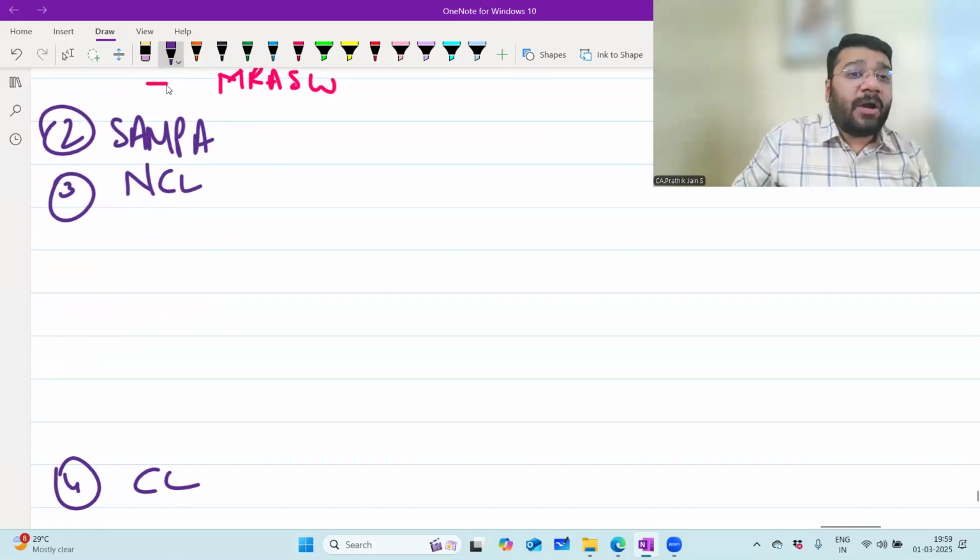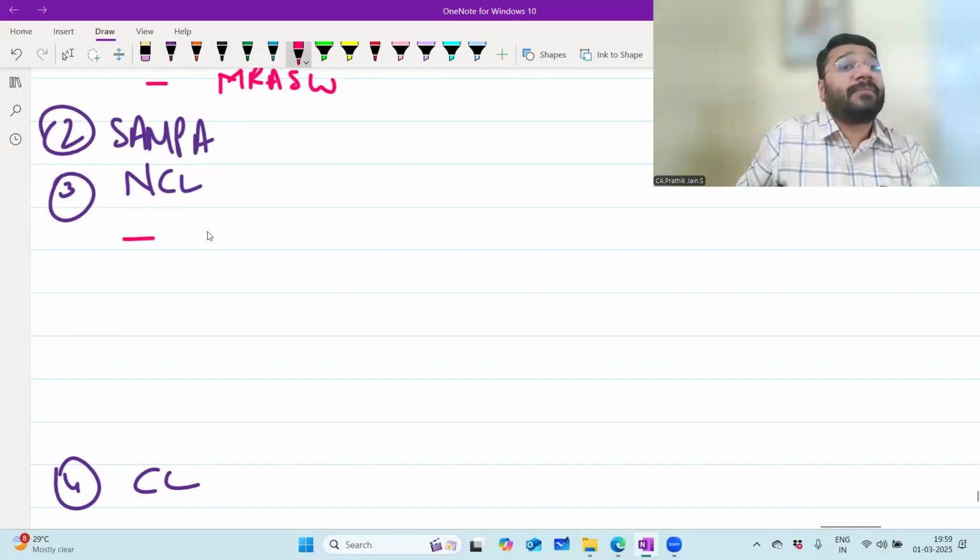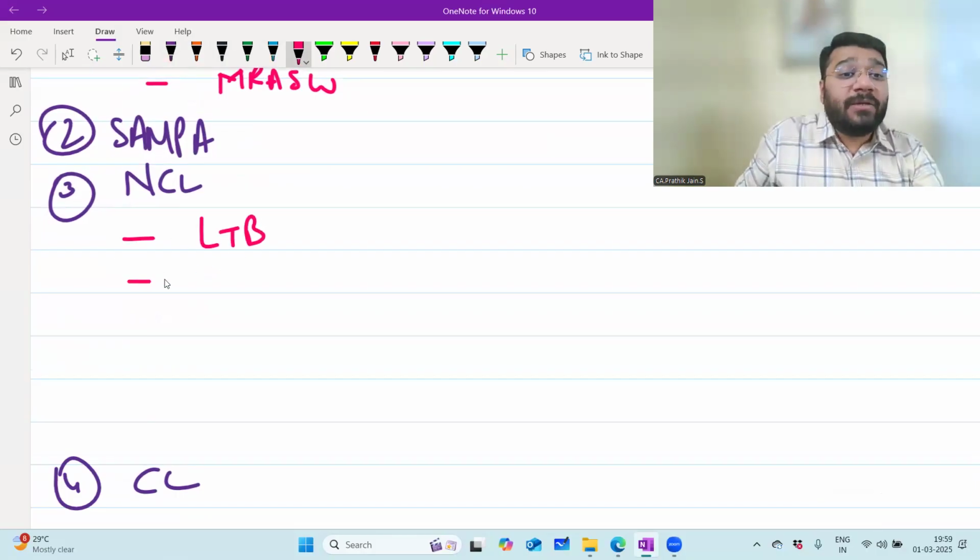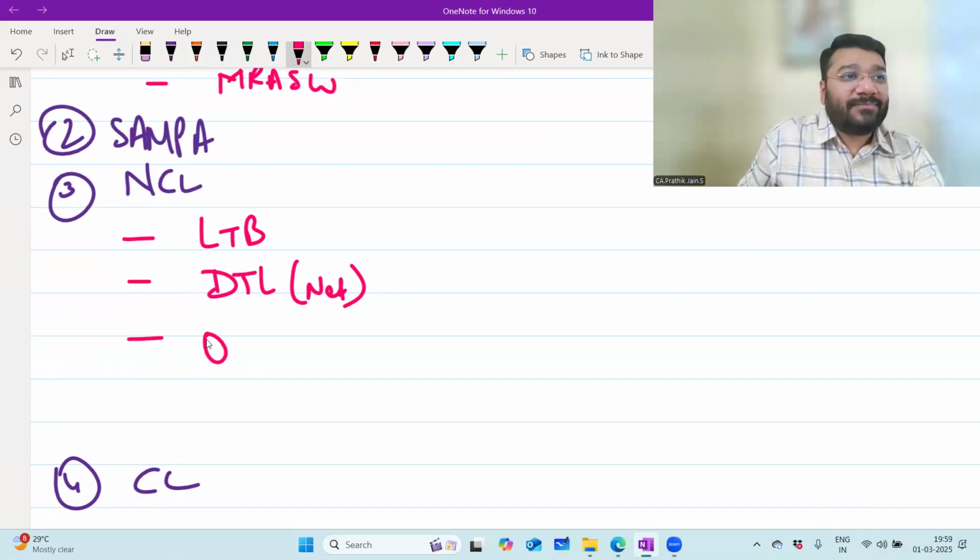Under non-current liability, how many classifications? First one, long-term borrowings. Second, deferred tax liability, net. Then other long-term liabilities.